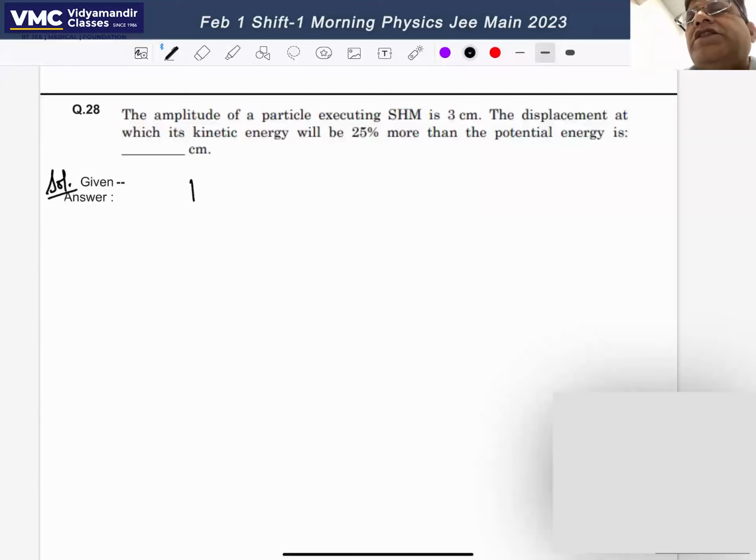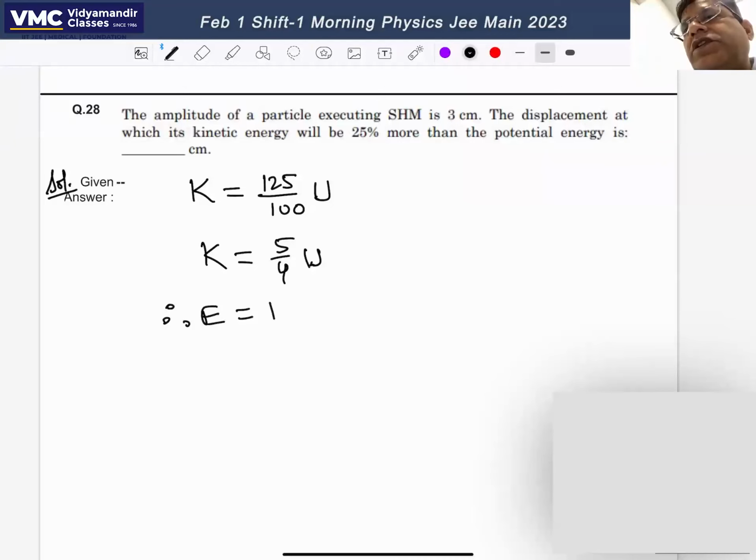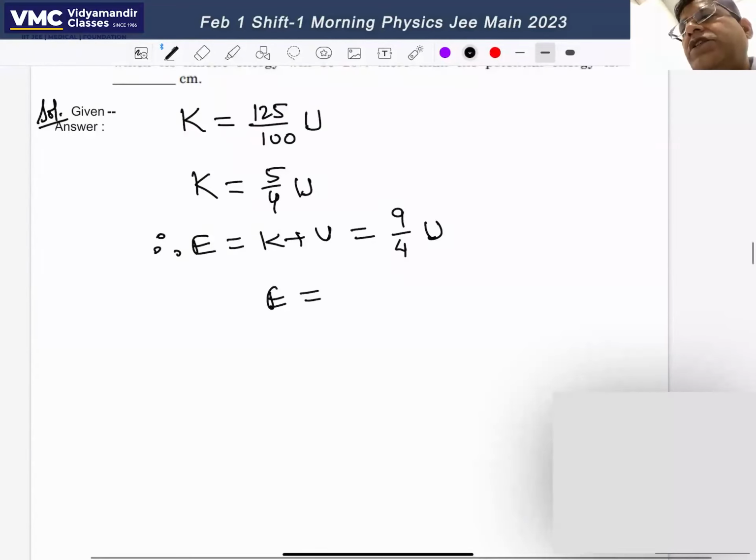So kinetic energy is given by K, and that equals 25% more. That means it is 125 by 100 times potential energy U. So kinetic energy is 5 by 4 times potential energy U. So from here, if we take E as total energy, it will be kinetic plus potential energy. So it will be 9 by 4 times potential energy. So total energy is 9 by 4 times potential energy.